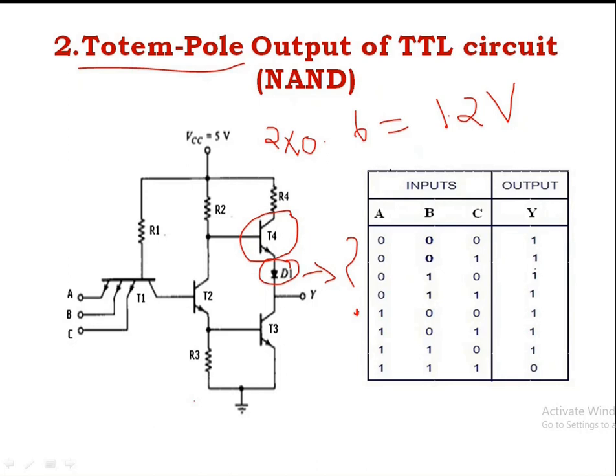So how we are saying this is NAND. See, the current needed to change the load capacitance will cause the fourth transistor to saturate momentarily, and the output voltage rises with a time constant RC. So the transition from low to high level is much faster in this case.